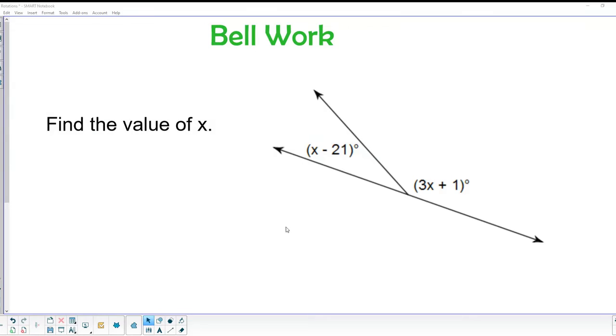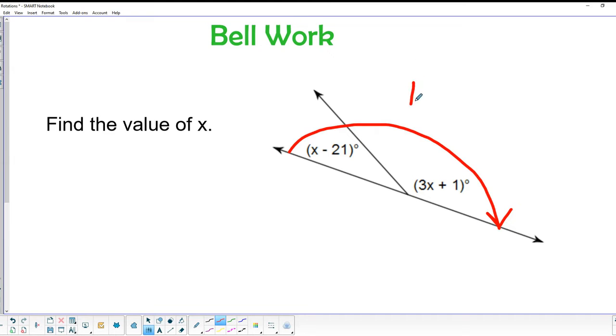About rotations. But first, we've got a warm-up problem for you. What you're asked to do here is to solve for x. This might look a little unusual to you, but hopefully you recognize that this is a straight line and that these two expressions, 3x plus 1 and x minus 21, are representing the measurement of this angle. And since this is a straight line, this measurement equals 180 degrees.